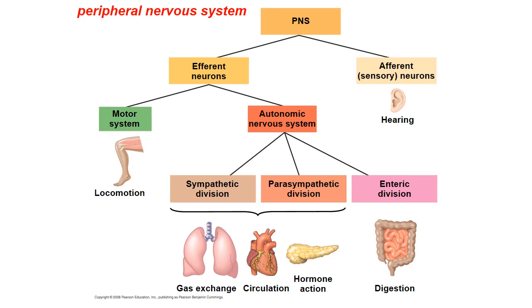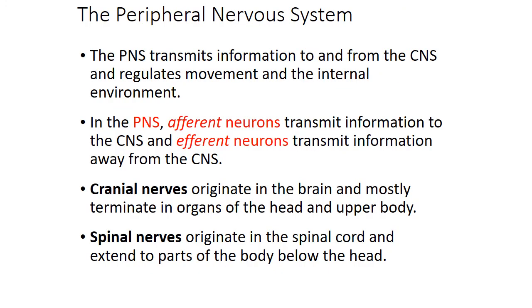The peripheral nervous system transmits information to the central nervous system and from the central nervous system, and regulates movements and the internal environment. The peripheral nervous system contains two different types of neurons: the efferent neurons and the afferent neurons. For the efferent neurons, there are two systems, the motor system and the autonomic nervous system. The autonomic nervous system can be divided into three divisions: sympathetic, parasympathetic, and enteric. The afferent neurons transmit information to the central nervous system, and efferent neurons transmit information away from the central nervous system.